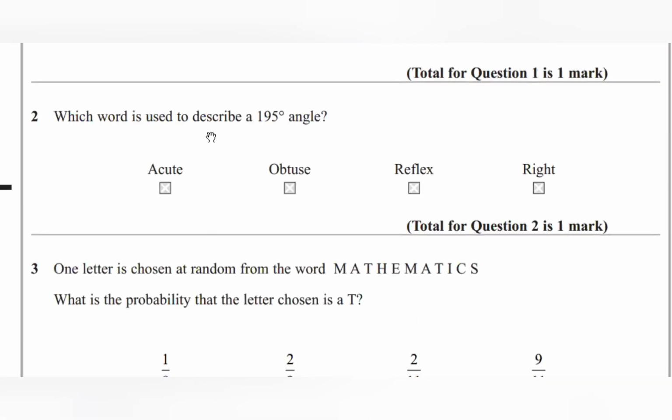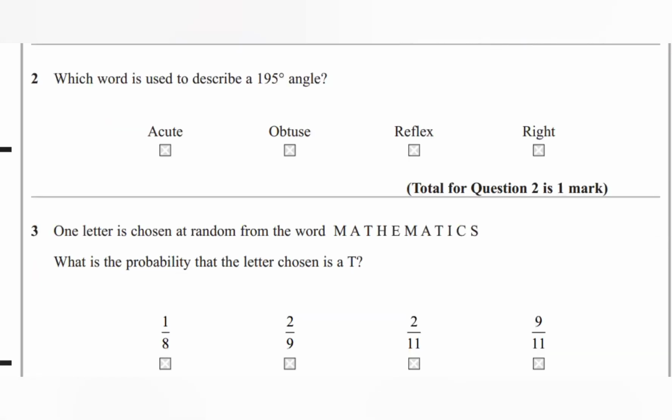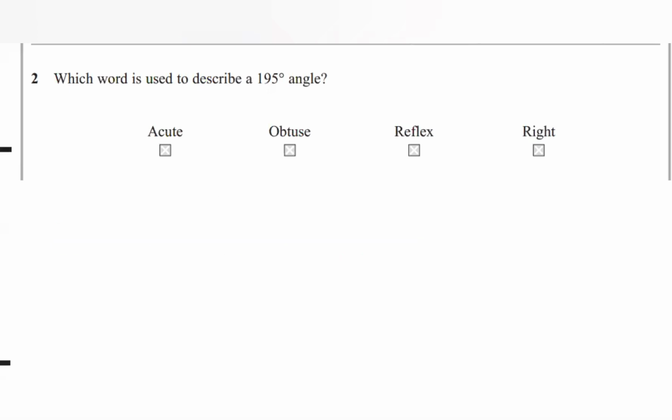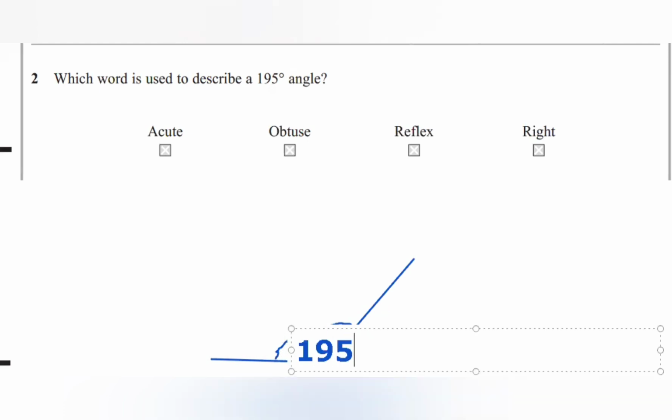Question 2. Which word is used to describe a 195 degrees angle? Now, first, we have to understand what it looks like. A 195 degree angle will look something like this. More than 180, so it's here. This is a 195 degrees angle, something like this. Now, how do you describe this angle in words?